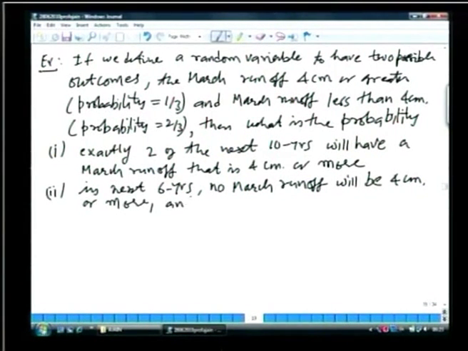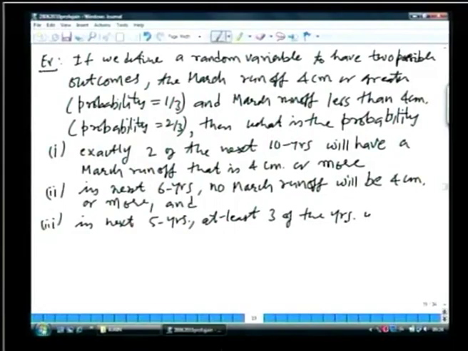And the last one, or the third part of this, is that in the next 5 years at least 3 of the years will have a March runoff that is 4 centimeter or greater.